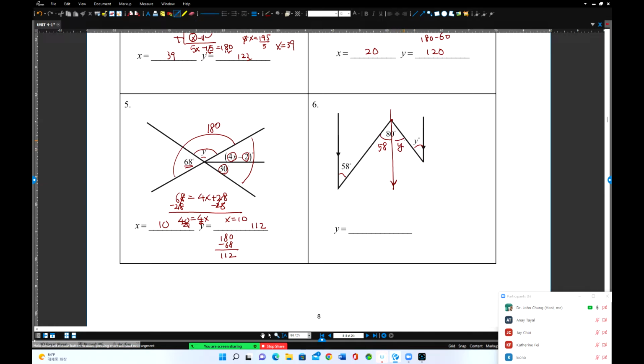So the sum of these two angles is 80. Okay? 58 plus y equals 80. What is the value of y? Minus 58, minus 58. So you get y equals how much? 22, right? That is 22. That is the additional line we need, okay? Parallel to this line.